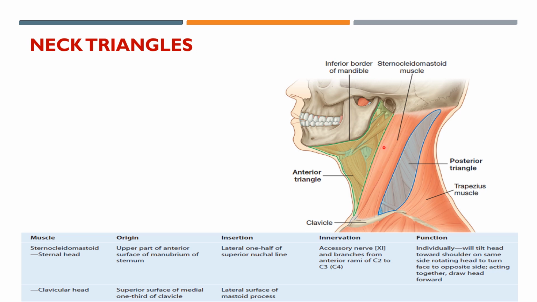These are the two heads of origin for this muscle. This muscle is innervated by the accessory nerve, and the accessory nerve, the 11th nerve, supplies both the sternocleidomastoid muscle and trapezius muscle. You'll see it in minutes as well.